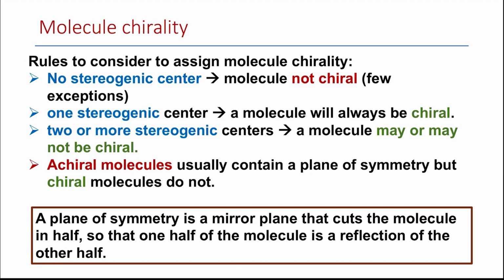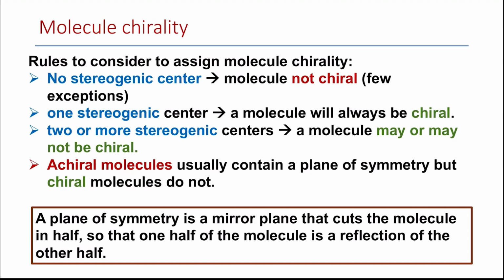Can a molecule have a chiral center and not be chiral? Yes, it's a possibility. So how do we assign the molecule's chirality? We are not talking about atom chirality now, we are talking about molecule chirality. If there is no stereogenic center, no chiral center in your molecule at all, then your molecule is not chiral. There are a few exceptions, but I'm not going to talk about these in this video.